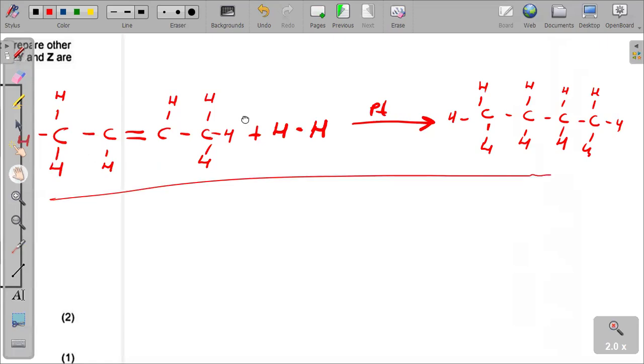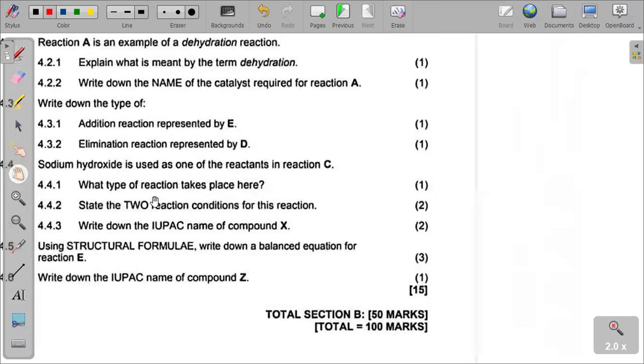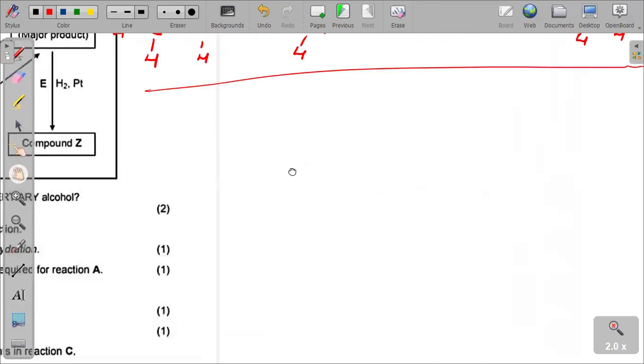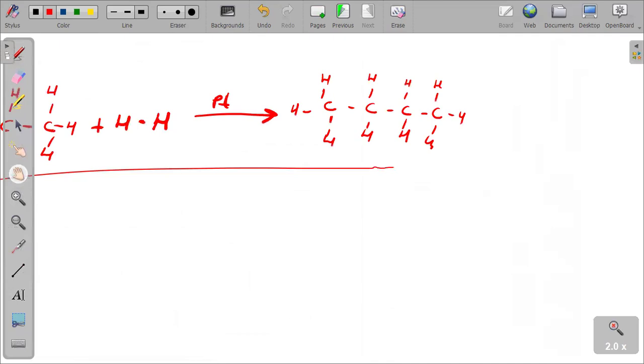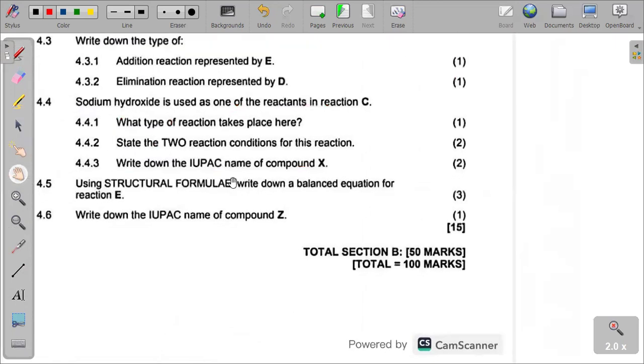Now, the last question is saying, write down the IUPAC name of compound Z. We have just indicated the structural formula of compound Z. Now we want its name. That's without doubt butane, because it has 4 C atoms, right? So this marks the end of the revision.